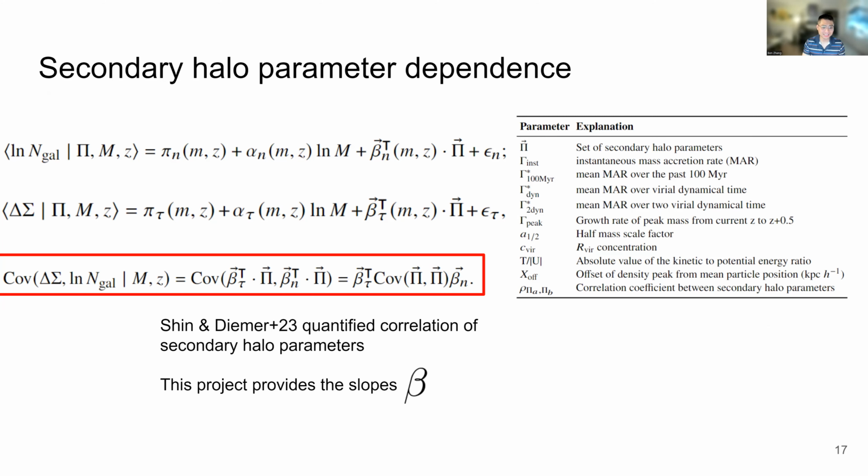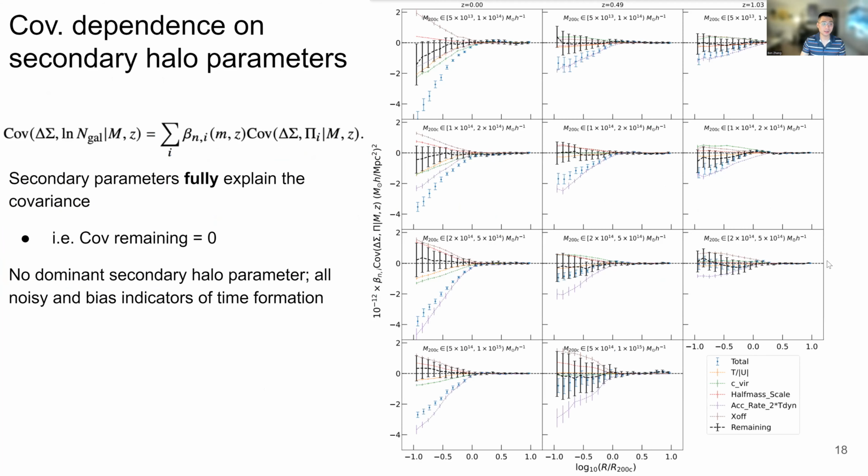In a recent paper, Shin and Diemer quantified the correlation of secondary parameters as the covariance between pi and pi. So our contribution in this project is the quantification of the slopes. Beta of tau is the slope for the delta sigma, and beta of n is the partial slopes for the richness on secondary parameters. By using this formalism, we can deconstruct the covariance as a summation of the individual components coming from each one of these secondary parameters, as shown in the equation given here.